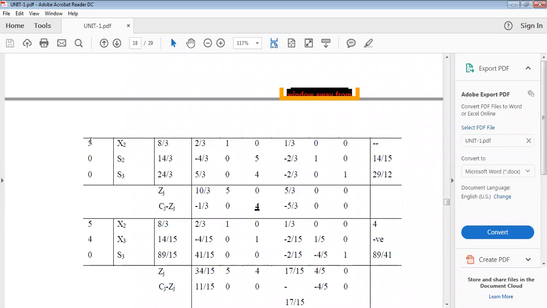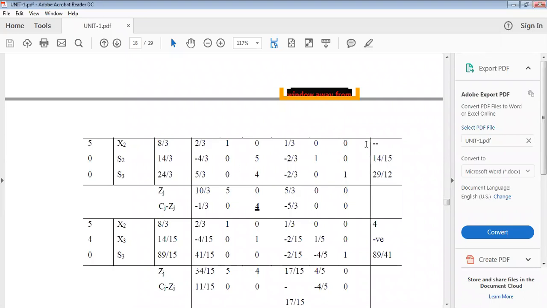Similarly, next 5 into 0, 0. 0 into 5, 0. 0 into 4, 0. Finally, you will get 0 here. Next, 5 into 1 by 3, you will get 5 by 3, and 0 into something, you will get only 5 by 3. And next, 5 into 0, automatically you will get 0. So 5 into 0, 0 into 1, 0 into 0, you will get only 0 finally.